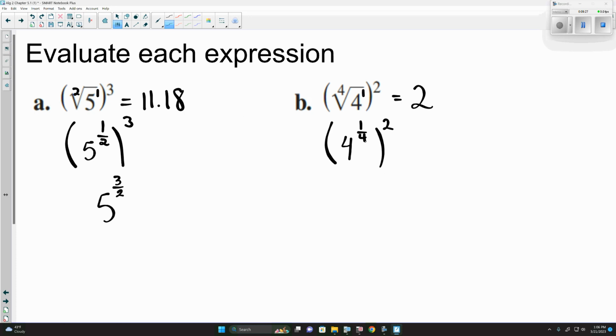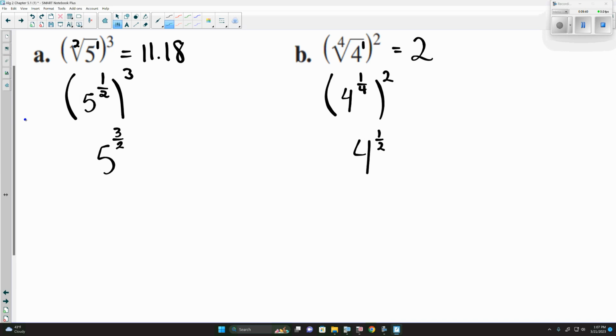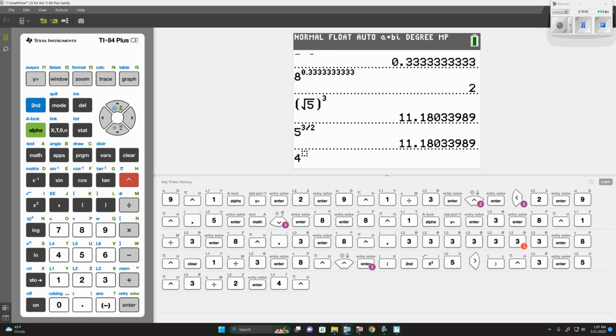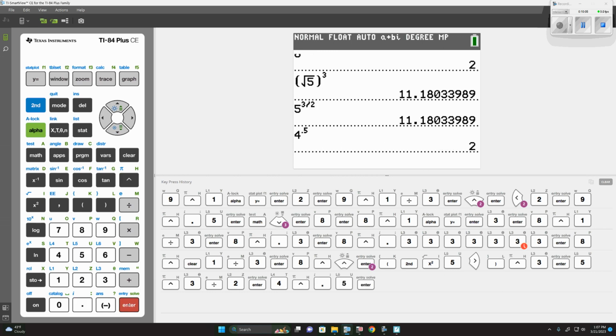Now powers of powers multiply, so 1/4 times 2 is 2/4, which is 1/2. And the 4 to the 1/2, well, 1/2 is the same as what? In radical form, it would be the square root of 4, and the square root of 4 is 2. Or we could say 4 to the 0.5, which is 2.